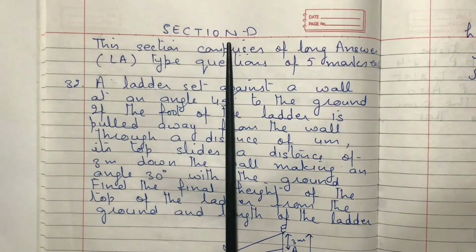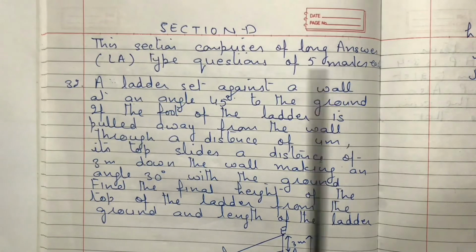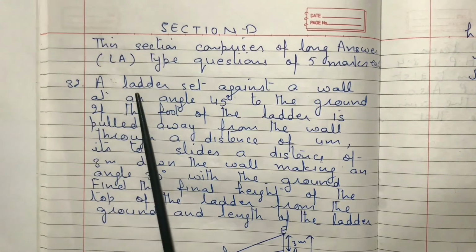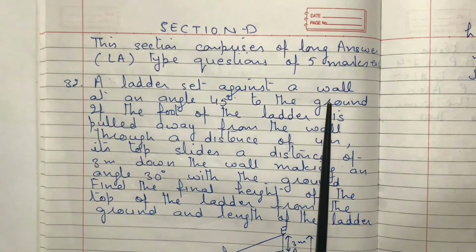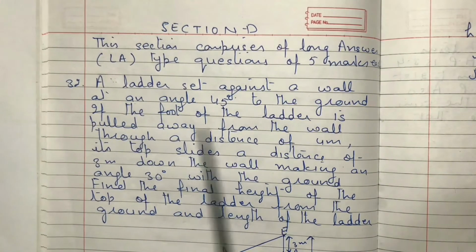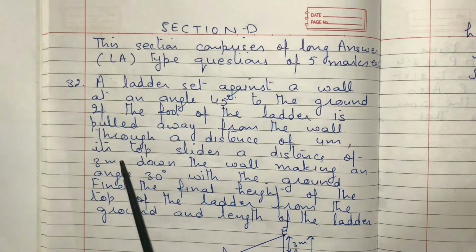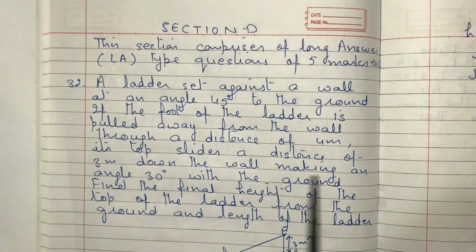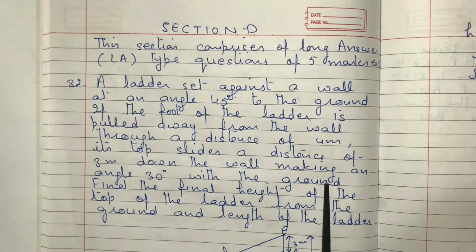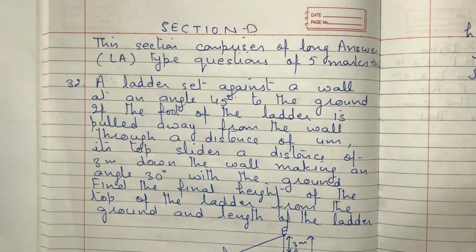Now section D. This section comprises of long answer type questions of 5 marks each. Its 32nd question is, a ladder set against a wall at an angle of 45 degree to the ground. If the foot of the ladder is pulled away from the wall through a distance of 4 meters, its top slides a distance of 3 meters down the wall, making an angle of 30 degree with the ground. Find the final height of the top of the ladder from the ground and length of the ladder.